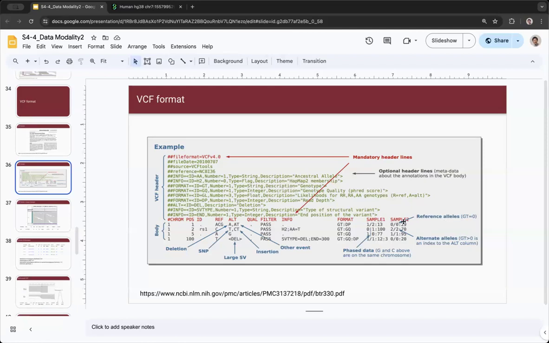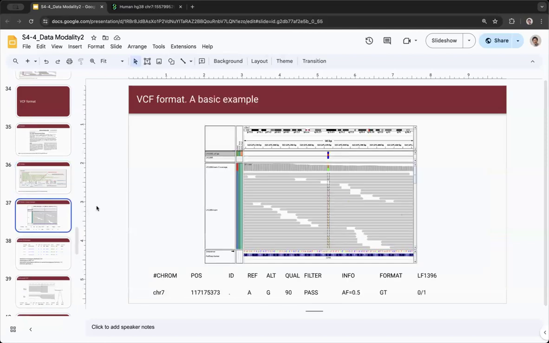After these nine columns, you have the columns afterwards, and those are the samples. If you put two samples, you have 11 columns, because you have nine mandatory columns plus two columns for the two samples. Each sample column contains the genotype information. So this is one example.